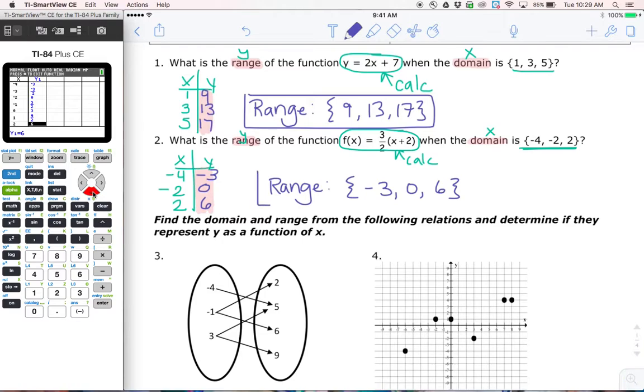Now remember, these functions we're looking at are discrete in this way because they've given us specific x values and we're looking at specific y values, right? So we can list all the points in the range for this specific domain. Now we're going to go on and look at this next section.